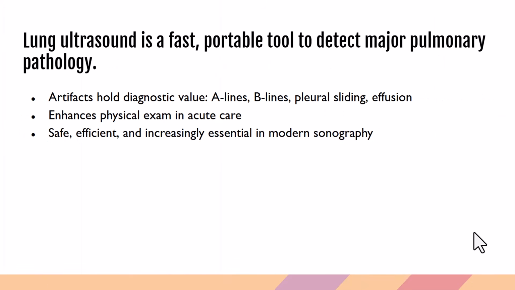So just to recap, lung ultrasound is a fast, portable tool to detect major pulmonary pathology. The artifacts are what hold the diagnostic value. From pneumothorax to pulmonary edema, it offers bedside answers using diagnostic artifacts. Remember those A lines, the B lines, we're looking for pleural sliding, and more. It's safe, it's repeatable, and essential in modern practice. So as a sonographer, these pattern recognition skills are already in your toolbox. You're just applying them to a new landscape.